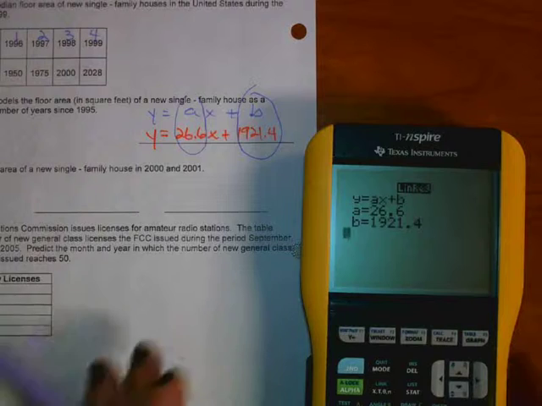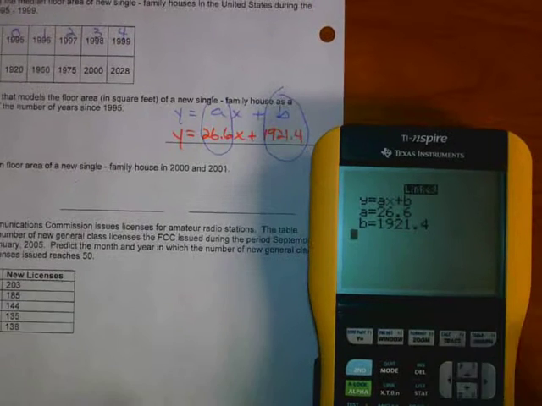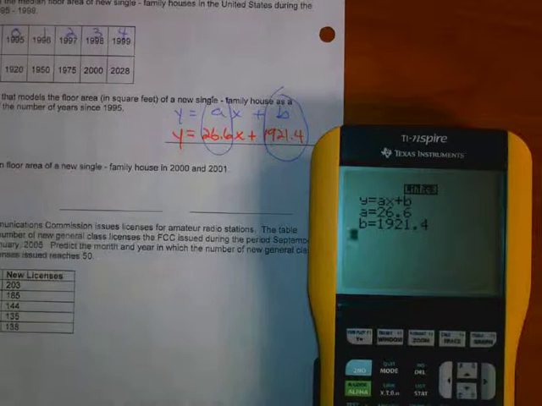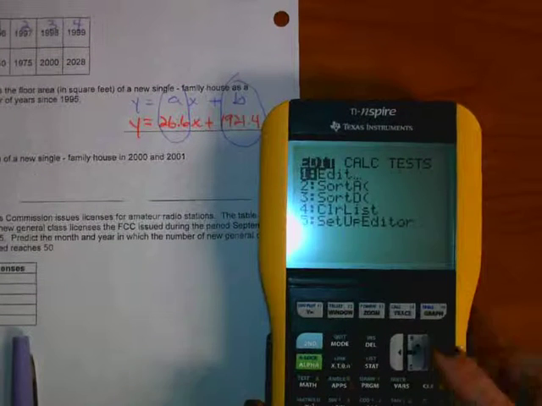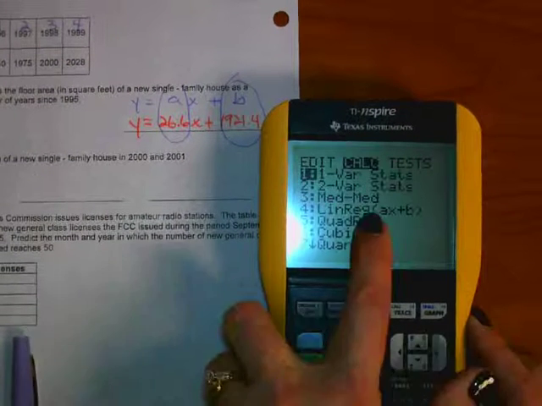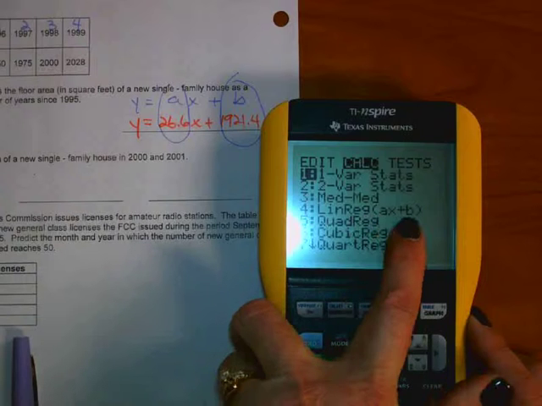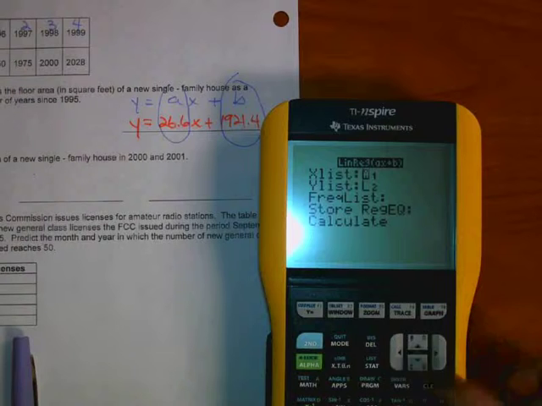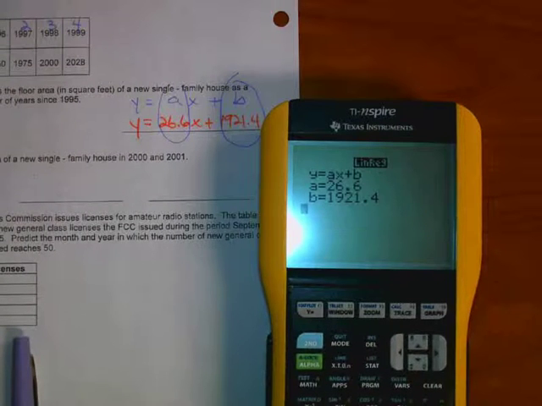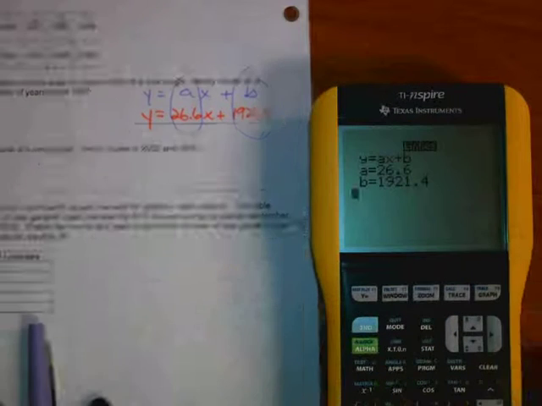You guys need a refresher how to do that? You push Stat, you go over to Calc. So you push Stat, go over to Calculate, and you want this linear regression here, AX plus B. You want the linear regression. So you push 4. And then you just go down to Calculate and push Enter. Okay?